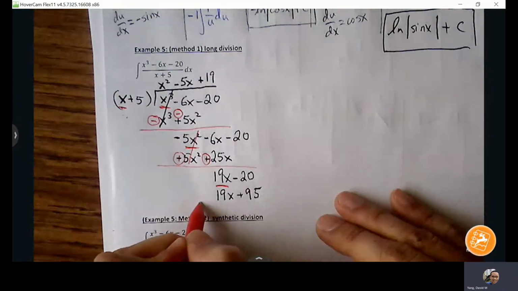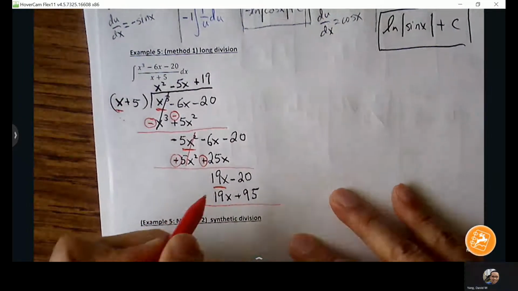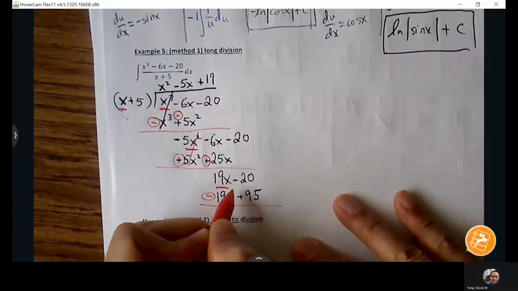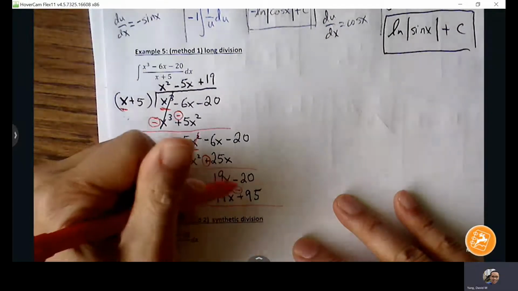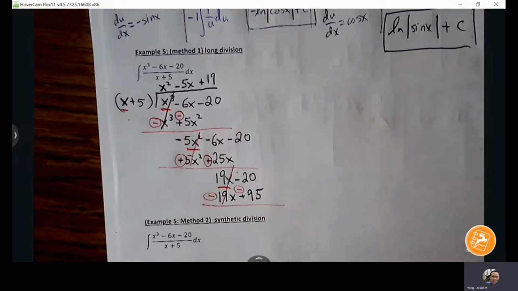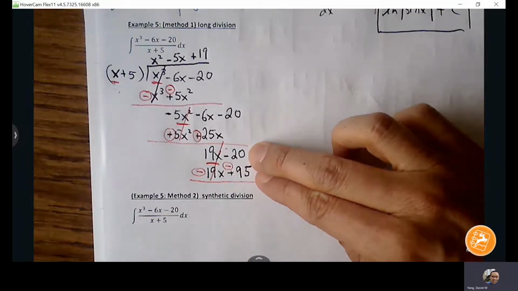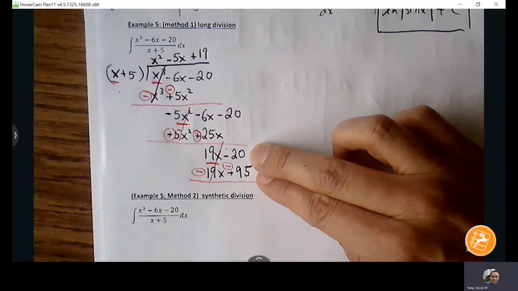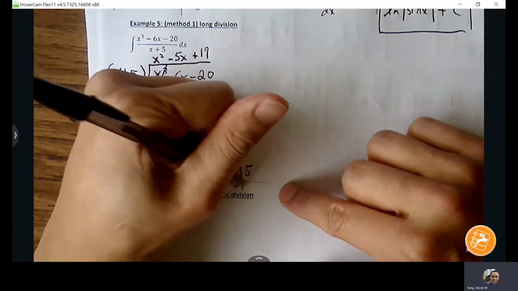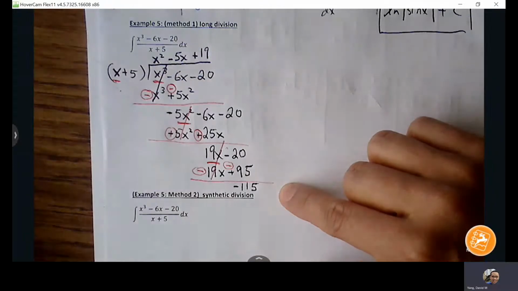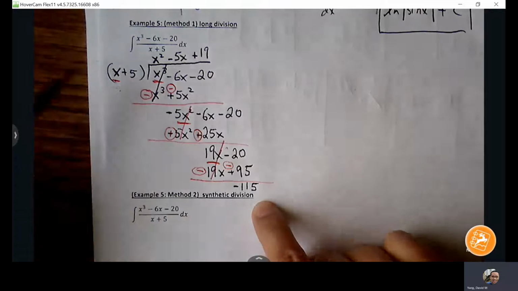Same process, draw your line first. Change your signs. First term should always cancel out to be 0. Okay, what's negative 20 minus 95? Okay, negative 115. We try to keep going.